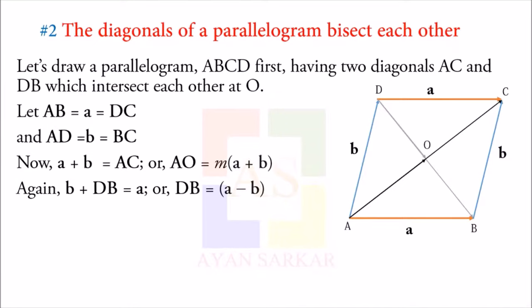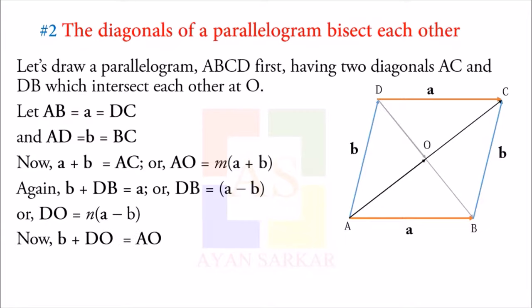Similarly, from the ADB triangle, we can write b vector plus DB vector is equal to a vector. So DB vector is a minus b, and similarly DO will be equal to n times a minus b, where n is also a scalar. The value we don't know now, and we will calculate the value later.